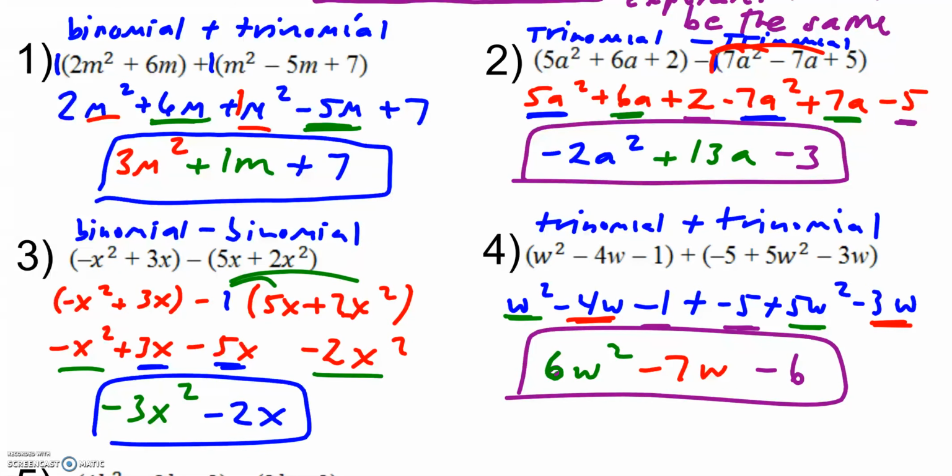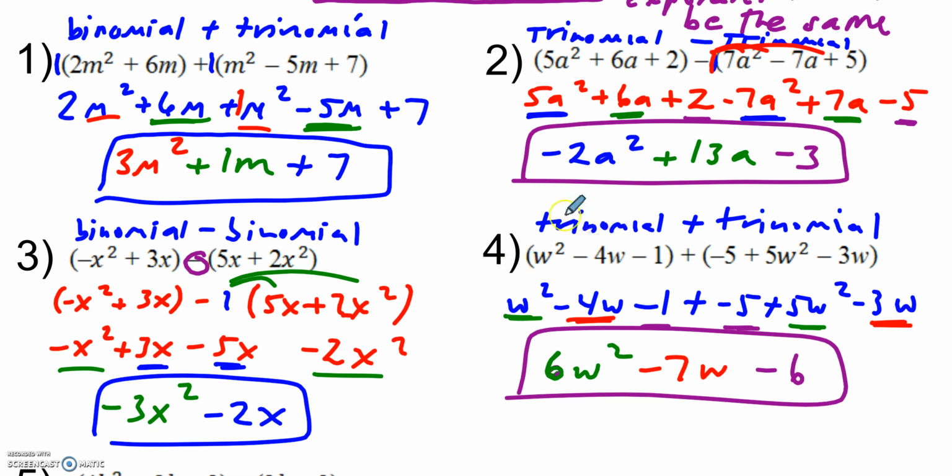All right, guys, here's my work for numbers 3 and 4. Number 3, I did a binomial minus another binomial. So I made sure to distribute the negative to both terms. And when I did that, it became negative 5x and negative 2x squared. I combined the x squareds together and got negative 3x squared. Combined the x's and got negative 2x.